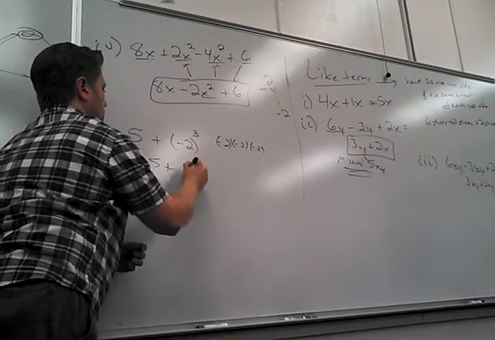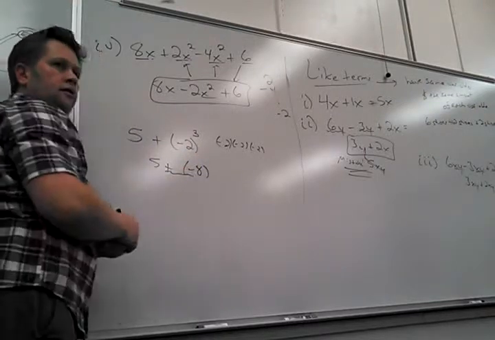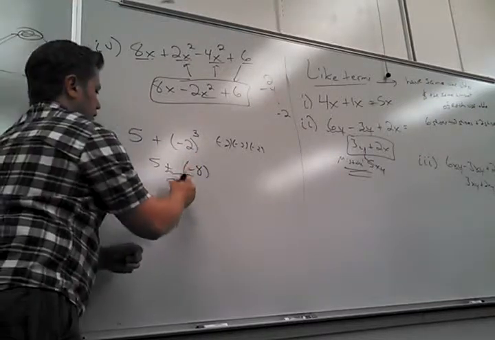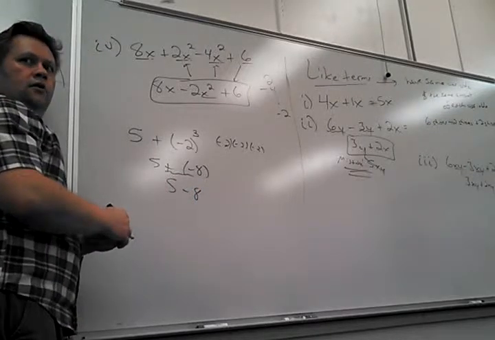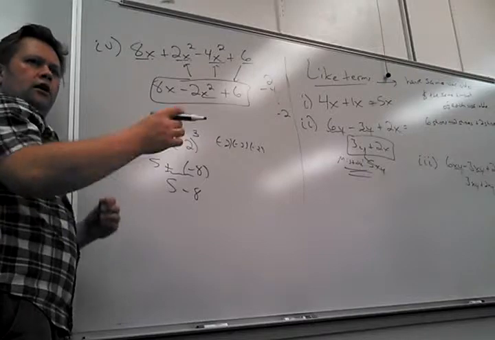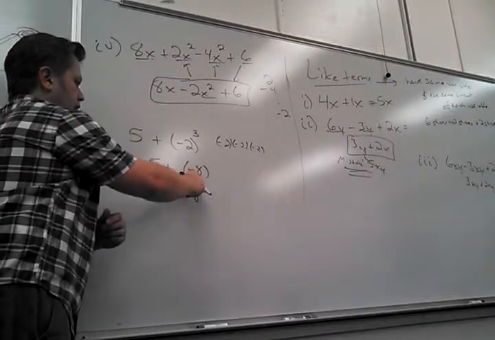So it's 5 plus negative 8. What's a way to rewrite this? Negative 8. Yeah, it's 5 minus 8. Where'd the plus go? It's not really a question. It's just that plus and negative is minus.